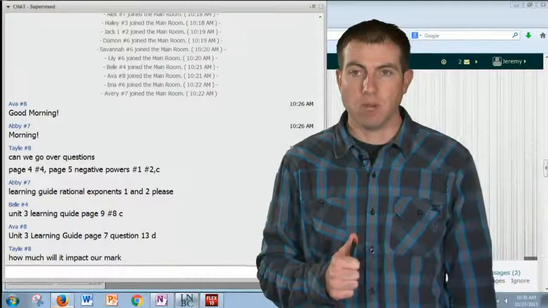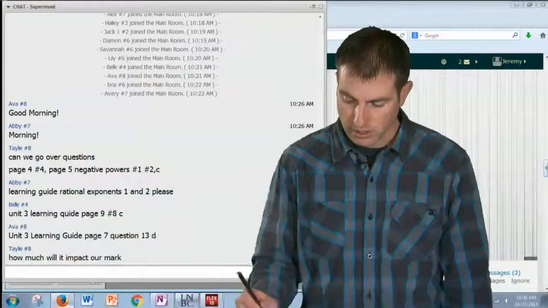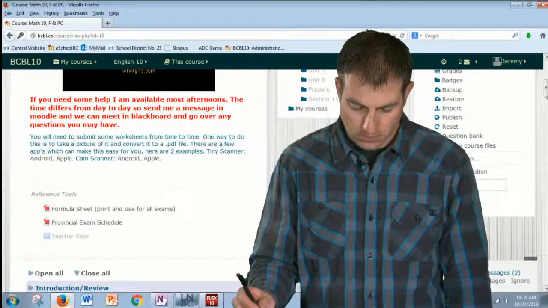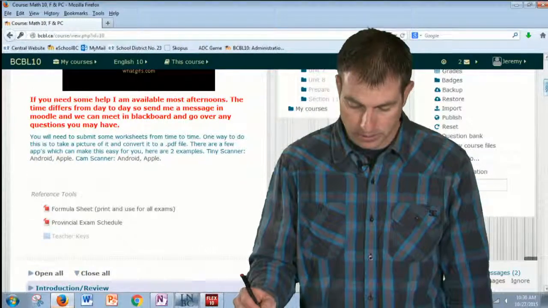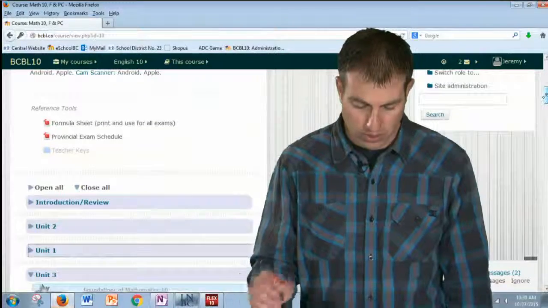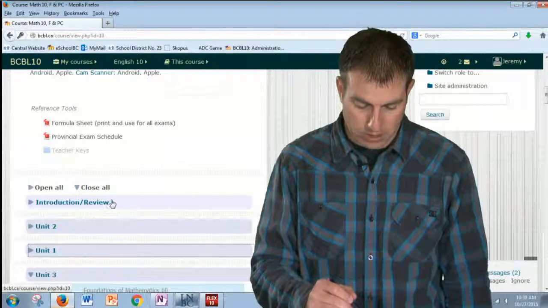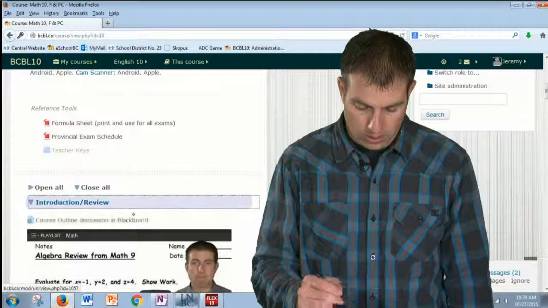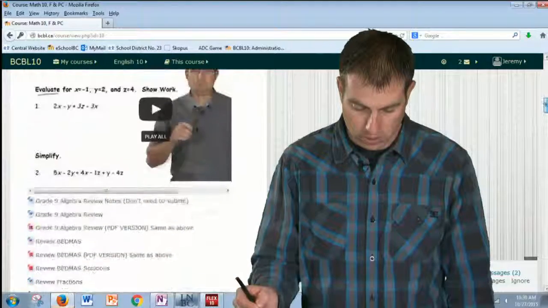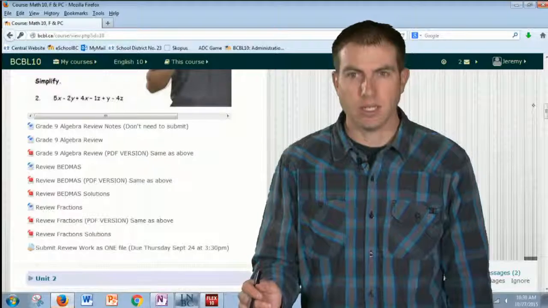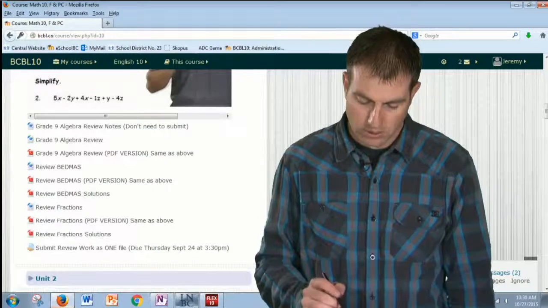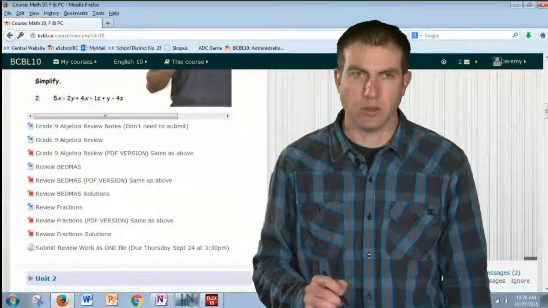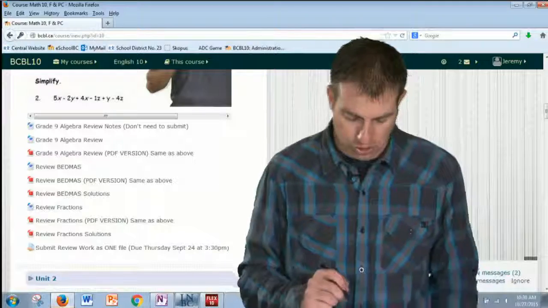And then, how much will it impact our mark? I actually don't remember. It's on the very top of the course outline. I think I went through it on day 1. I might have to double check exactly how much it is worth. I think it's 15% of your grade or something like that. Yeah, I don't remember. Maybe somebody who does remember could chime in on that.